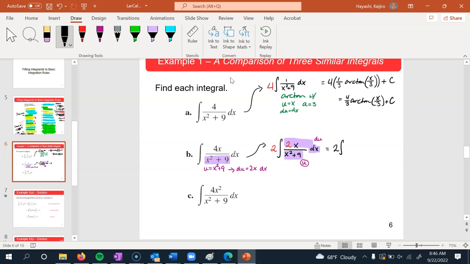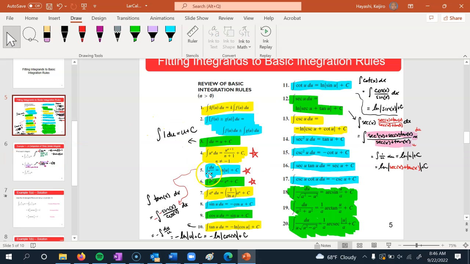So this is 2 times the integral of du over u, or 1 over u, du, if you prefer. And if we just go back here, that should integrate into the natural log of the absolute value of whatever u is, whatever that thing on the bottom is. That should go on the inside of a natural log. That's the integral.